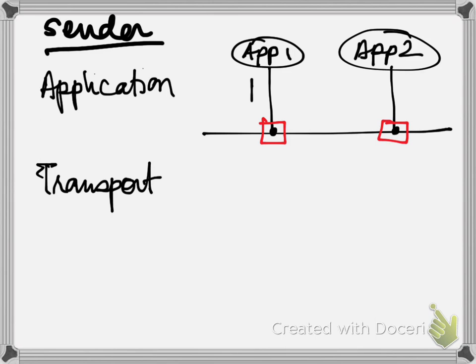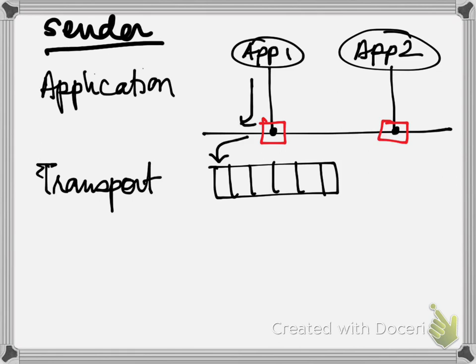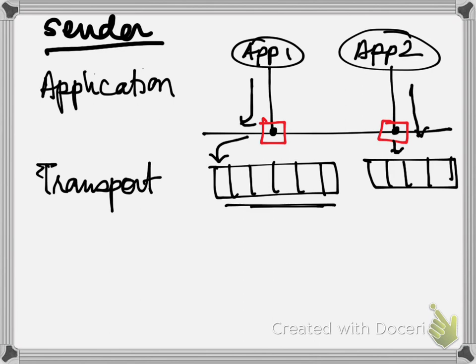Now when the data is received from the application layer to the transport layer, for each connection there is a buffer and the data is written to the buffer. Similarly, for the second application, for the second connection, data is written into the buffer for the second connection. So this is the buffer for app 1, this is the buffer for app 2. Then comes the interface with the network layer.